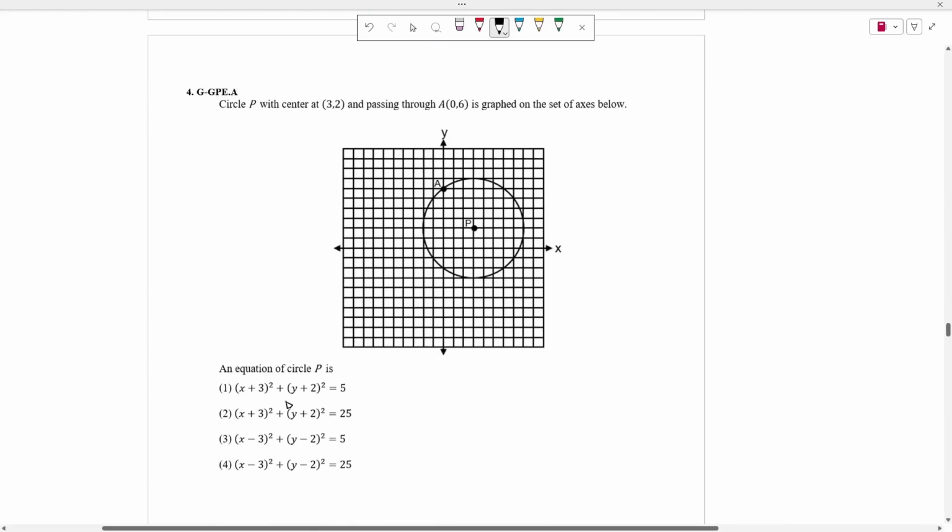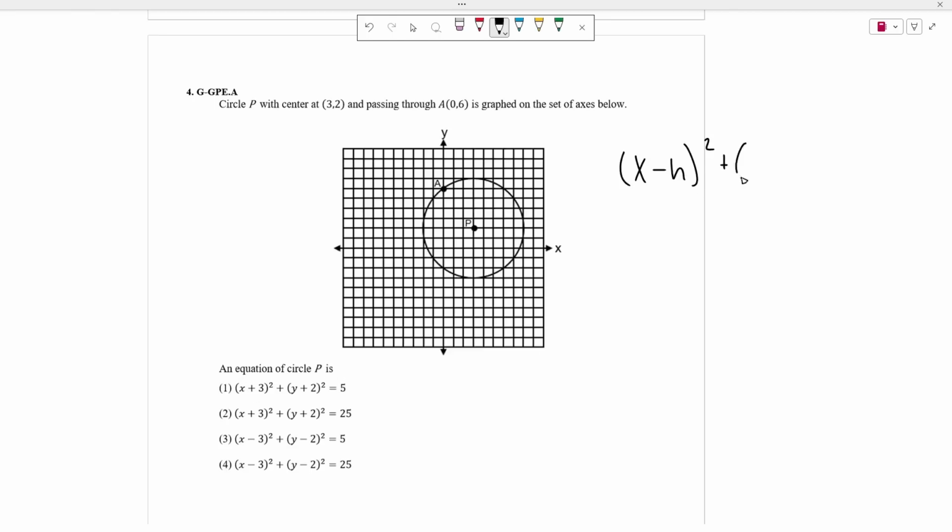All right, number 4 says that circle P has a center of (3, 2), and it's passing through A, which has a point of (0, 6). And they're asking us for the equation of the circle. So the equation of a circle is given by (x - h)² + (y - k)² = r². So the center of this circle is represented by the point (h, k).